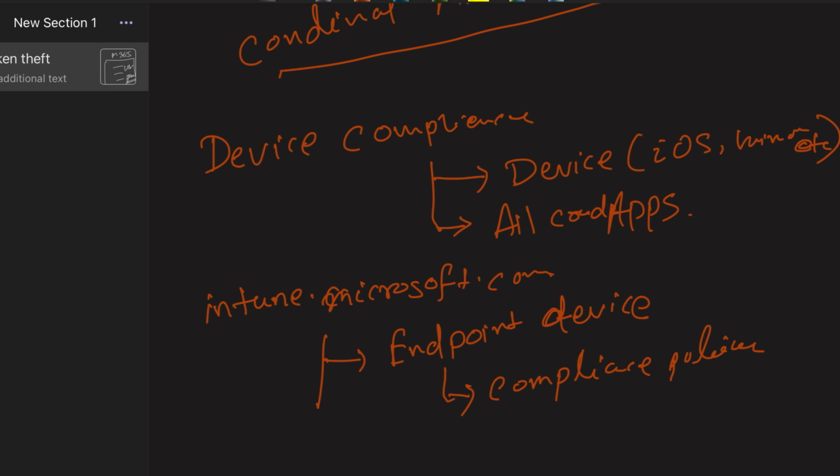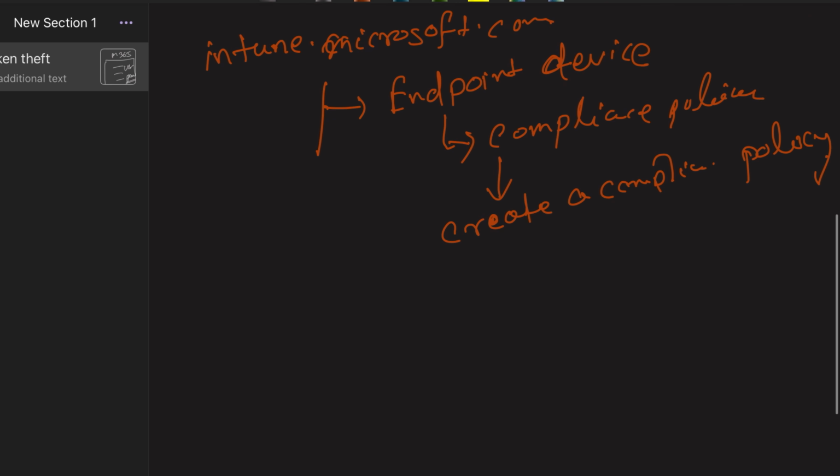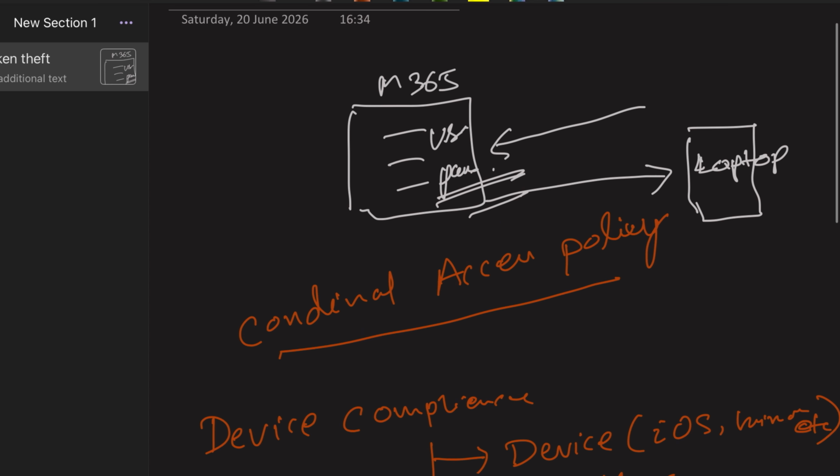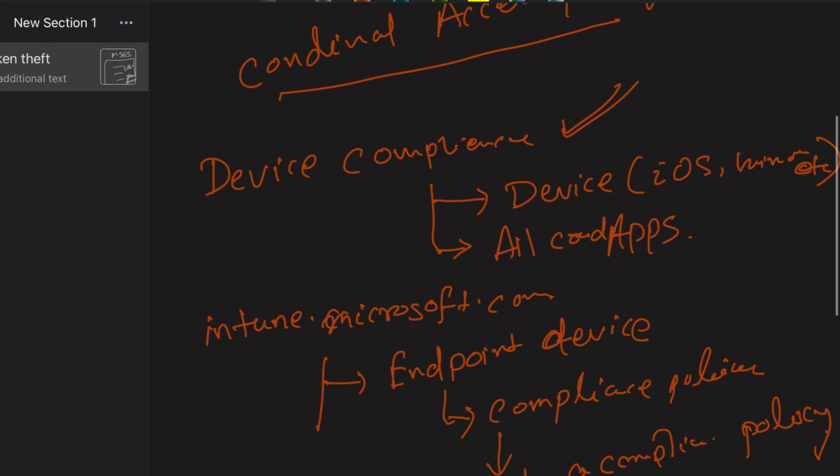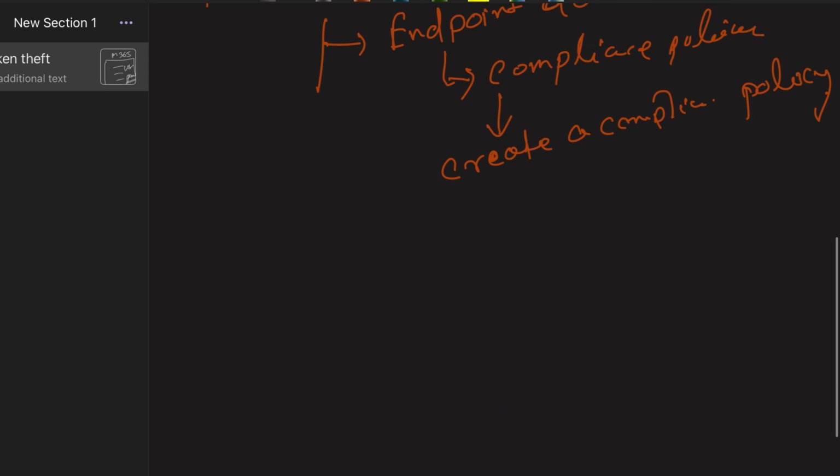Okay, so you need to create a compliance policy. So these are the things you can do. Along with the device compliance conditional access policy that we spoke about, you need to create a compliance policy from the Intune portal. Then along with that, you need to create a few more conditional access policies.